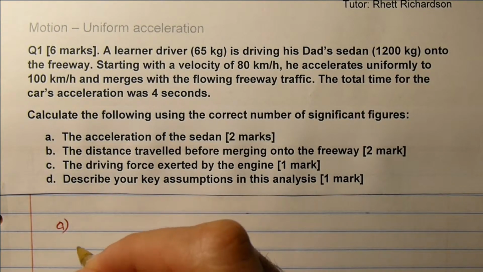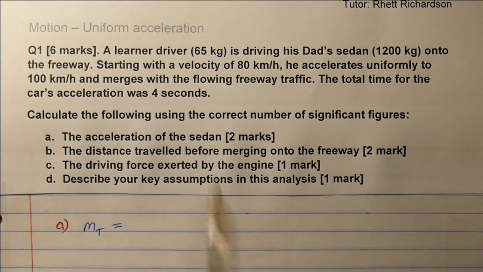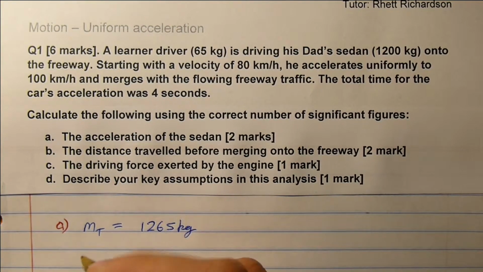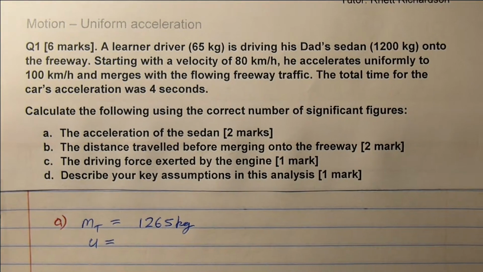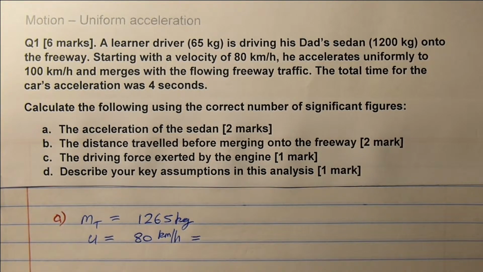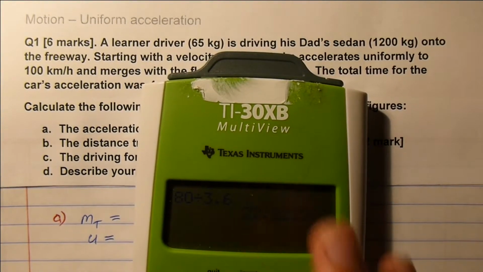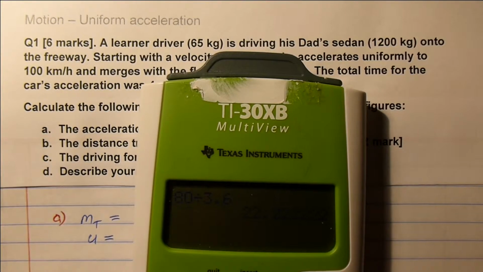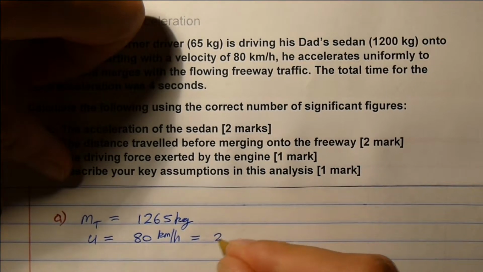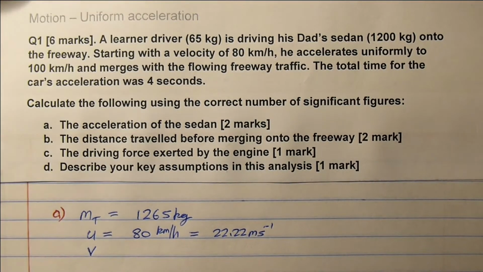Okay, so now that we've got a kind of picture in our minds, let's just start by writing out what we know. So we have the total mass, mt, of both the driver and the car is 1265 kilograms. I have the initial velocity, u, of the car, which is 80 kilometers per hour. Now I have to grab 80, divide that by the 3.6, 22.22. So there you go, 22.22 meters per second.